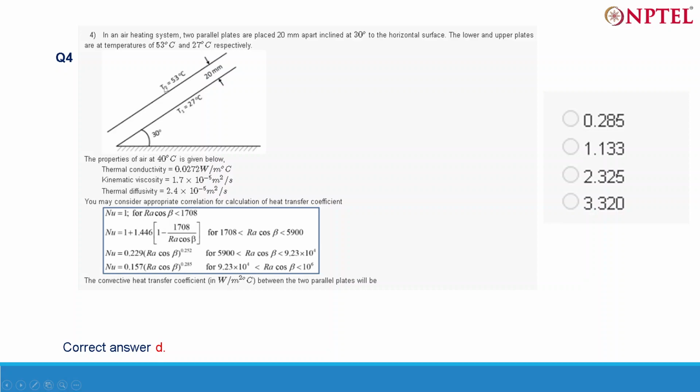So T1 and T2 are given. First thing is you need to calculate the mean plate temperature. So Tm equals T1 plus T2 upon 2. It's given 27 is T1, 53 is T2, so it's something around 40. Now convert this 40 to Kelvin. So that is around 313 Kelvin.